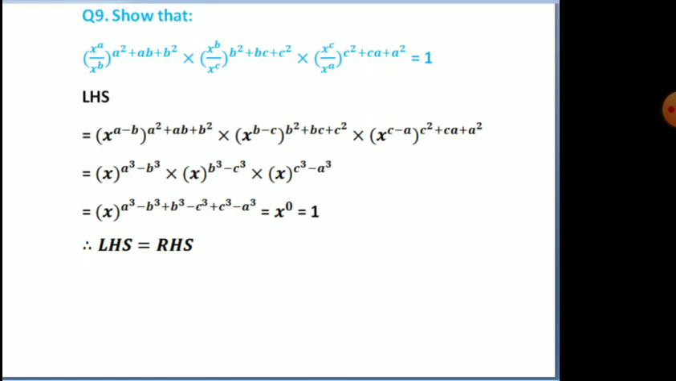Now take x common, and in the exponent we'll write a cube minus b cube plus b cube minus c cube plus c cube minus a cube. And as we can see, we have plus a cube minus a cube, which will get cancelled, minus b cube plus b cube, which will get cancelled, and minus c cube plus c cube, which will get cancelled. So what we have, x to the power 0, which is equals to 1. Therefore our left hand side is equals to right hand side.